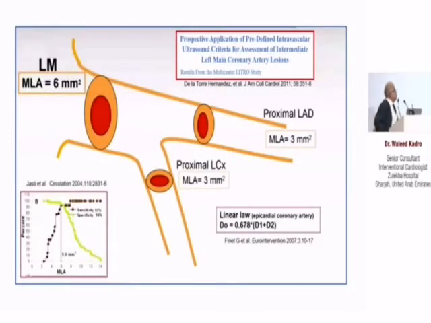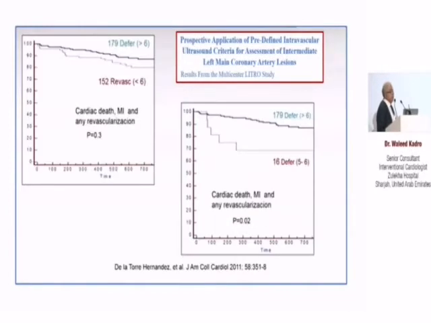so we cannot depend on just the angiogram. So the best way is to depend mainly on IVUS for assessing the left main. And this was validated in a lot of studies, but I'll mention only this one, the LITRO study from Spain, that depended on the minimal lumen area of 6 square millimeters in the left main. And let's forget about the LAD and the circumflex.